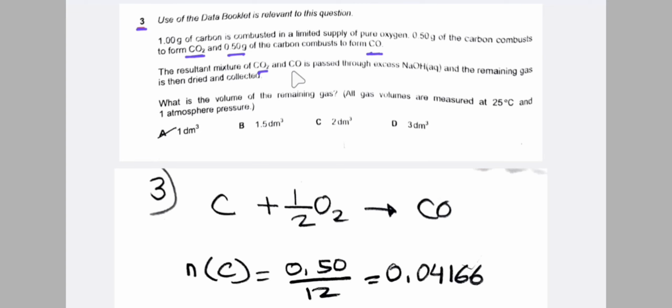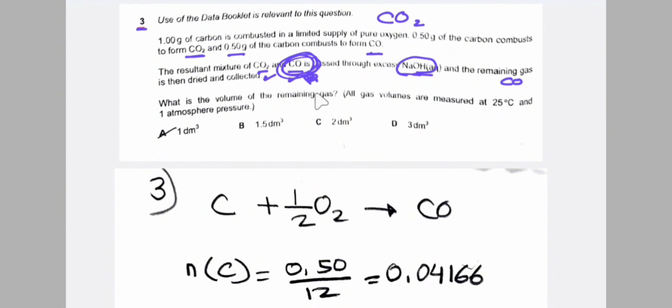The resultant mixture of carbon dioxide and carbon monoxide that is formed is passed through excess sodium hydroxide. As we know, carbon dioxide is an acidic gas, so it reacts with sodium hydroxide, and no more carbon dioxide remains at the end of this procedure. So we only get carbon monoxide. The remaining gas, that is carbon monoxide, is then dried and collected.